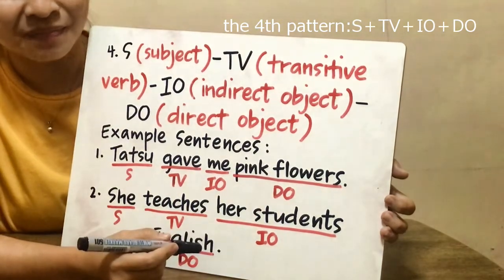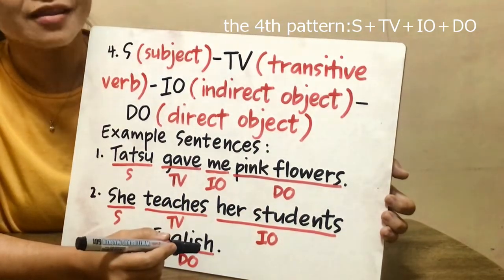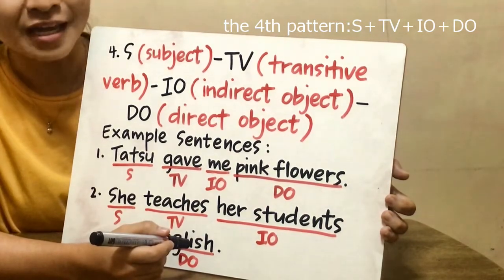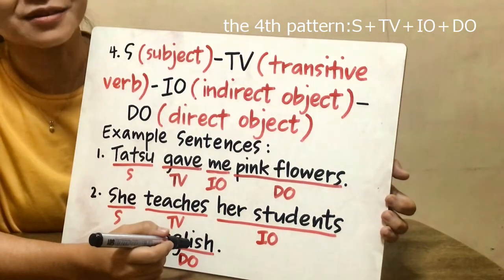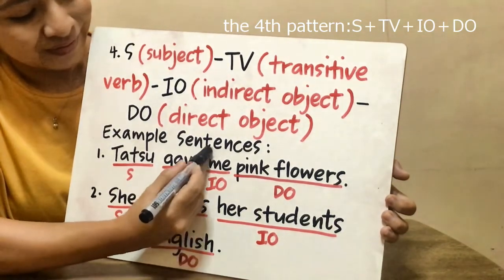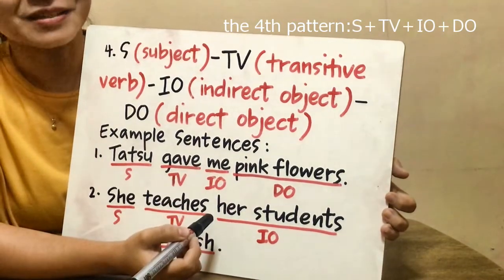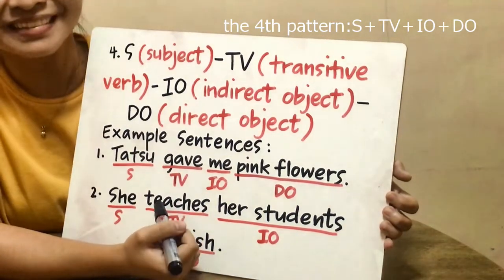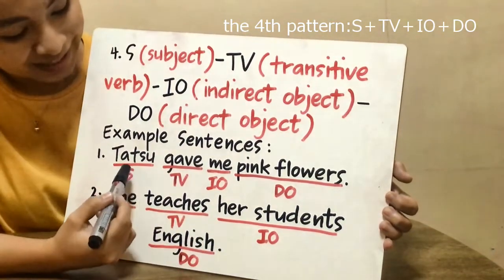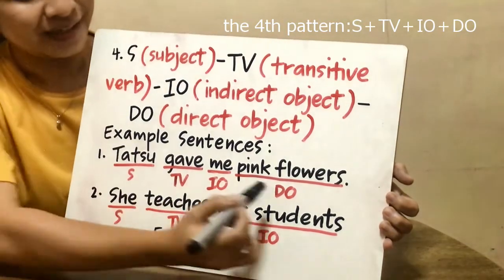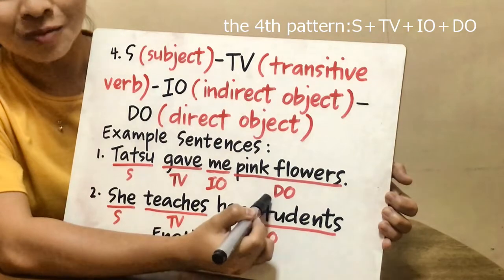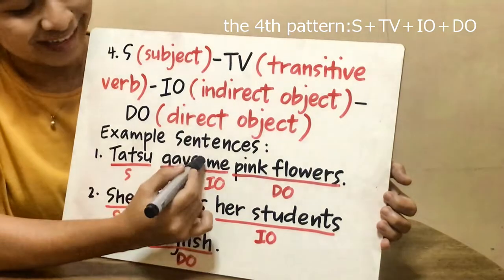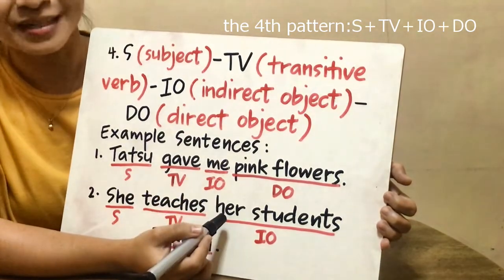Next question. Who got the pink flowers? Again, who got the pink flowers? So what's the answer? It's me. So me here is the indirect object. Okay, let's try that again. Tatsu gave what? Pink flowers, your direct object. Second question, who got the pink flowers? It's me. It means it's your indirect object.